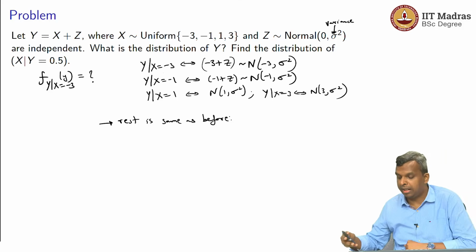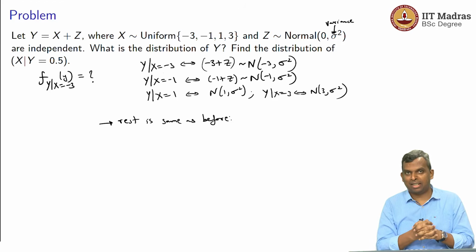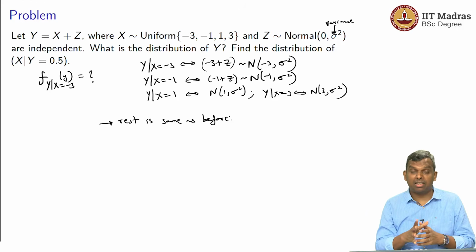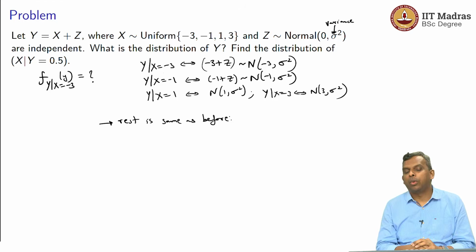So notice the trick here. Instead of specifying Y given X equal to -3, Y given X equal to -1, etc. explicitly, you give a function involving X and another random variable Z, and then expect you to evaluate that function.